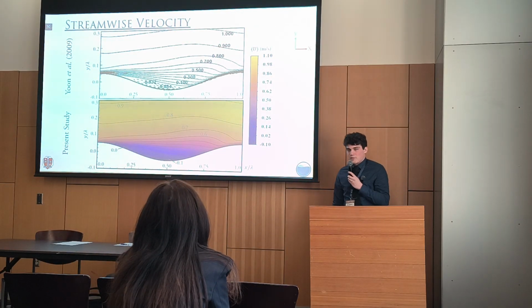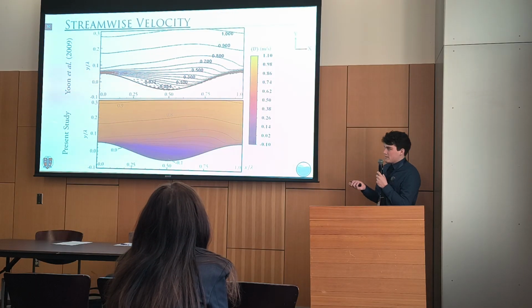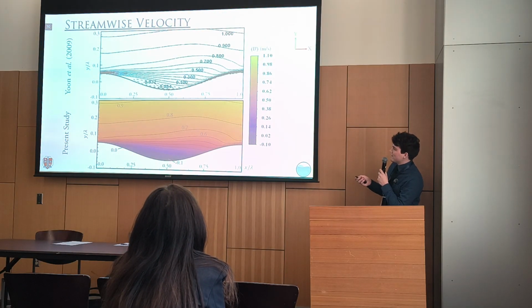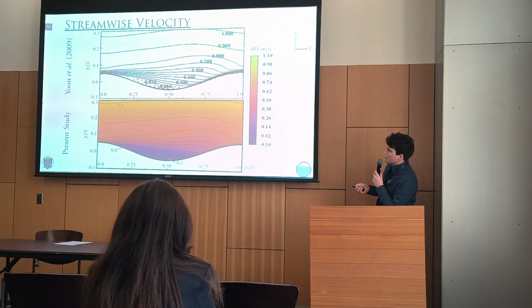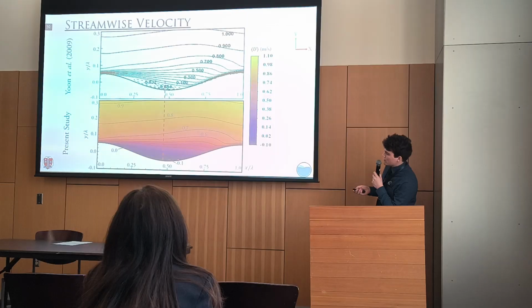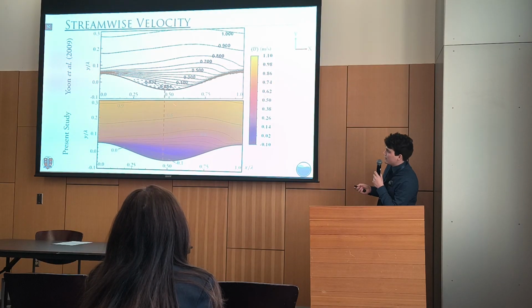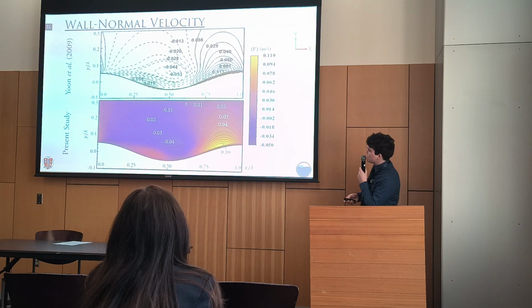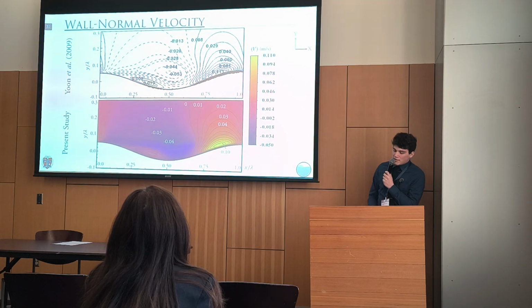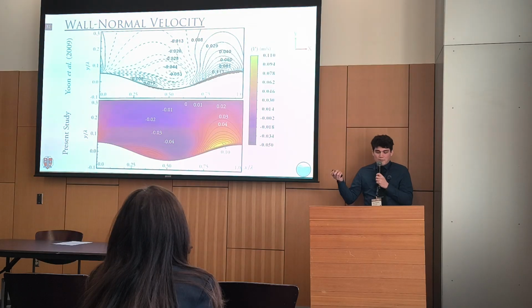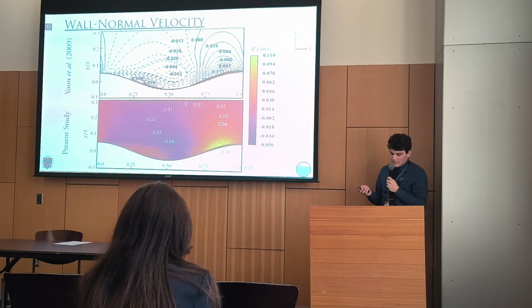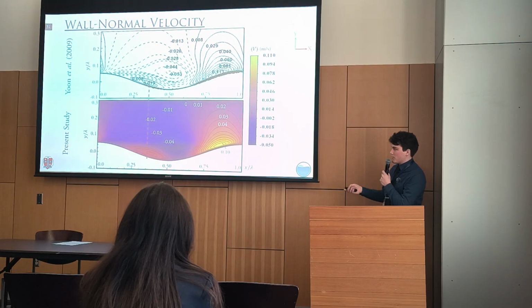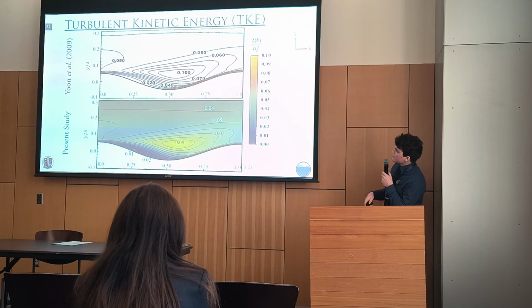They didn't normalize by bulk velocity, so don't really pay attention to the numbers. Those aren't going to be the same, but the shape of the contours is very similar. Again, we are slightly farther back than they are at the eye, that negative flow region. This is the wall normal velocity. Again, don't pay attention to the numbers, it hasn't been normalized. Again, shapes are very similar, but we're predicting it to be farther back.